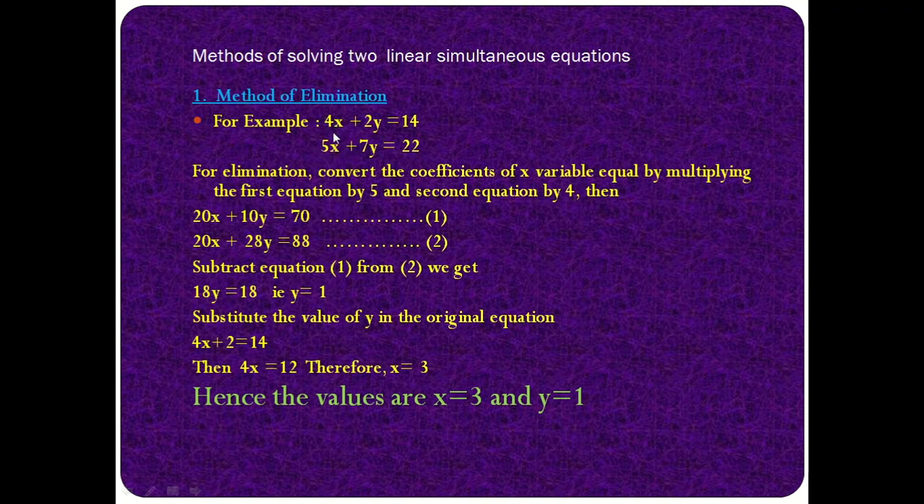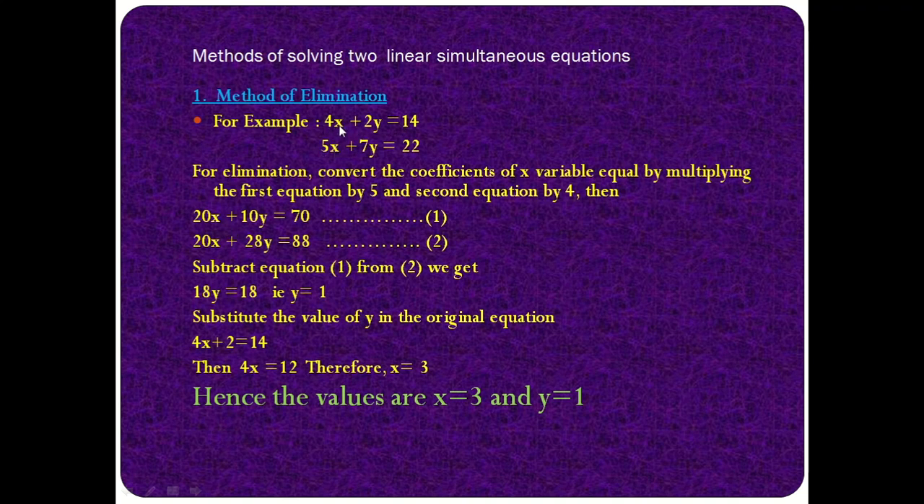To make it equal, you multiply the first equation by 5 and the second equation by 4. So 5 into 4 becomes 20x, and 4 into 5 becomes 20x. So these coefficients will be equal and we can easily eliminate. So we are multiplying the first equation by 5 and the second equation by 4. When you multiply, what is the result?